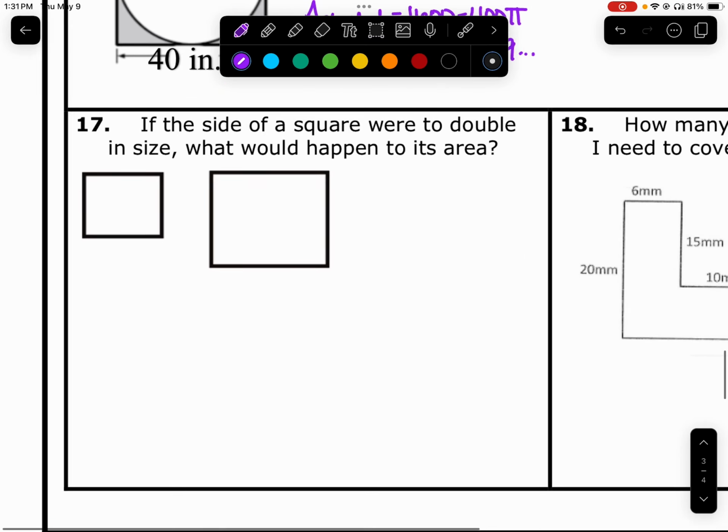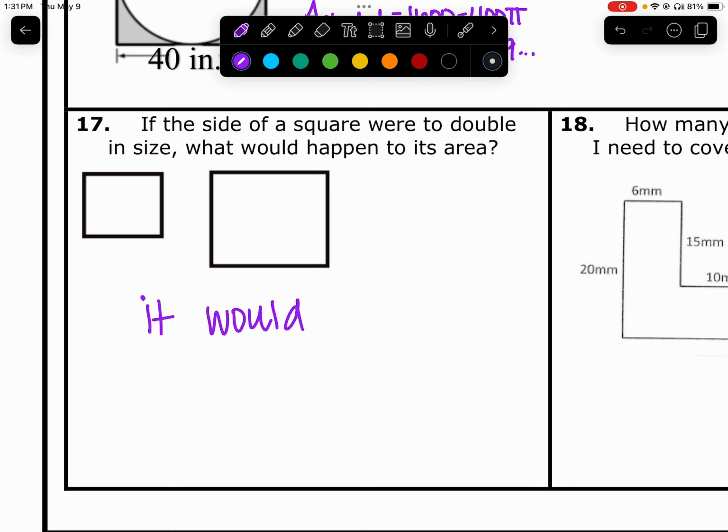All right, if the side of a square were to double in size, what would happen to its area? It would quadruple. I'm not going to explain this now because it's in the next unit.